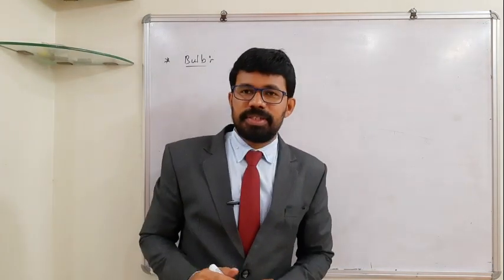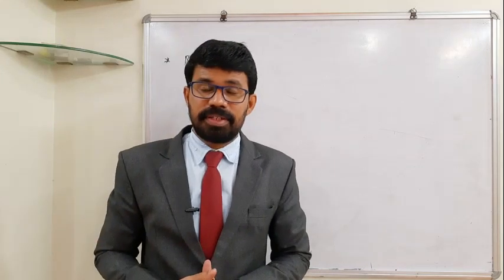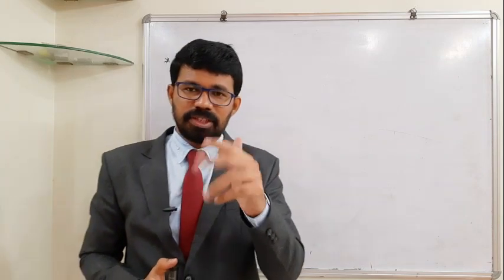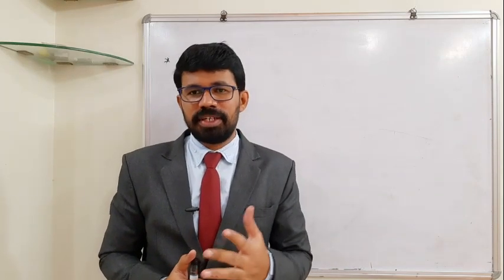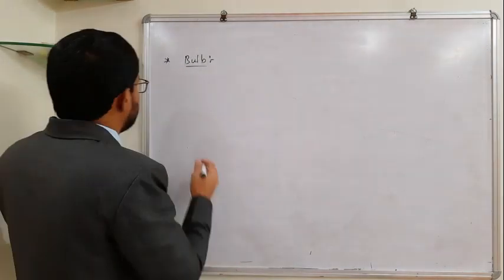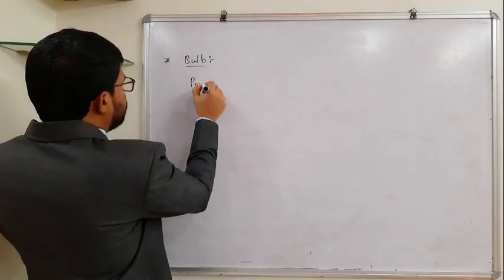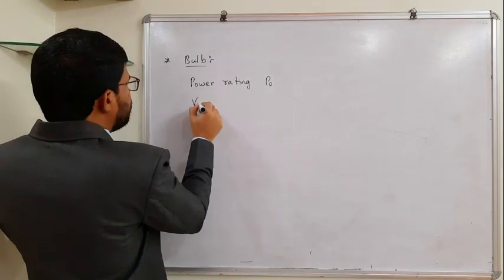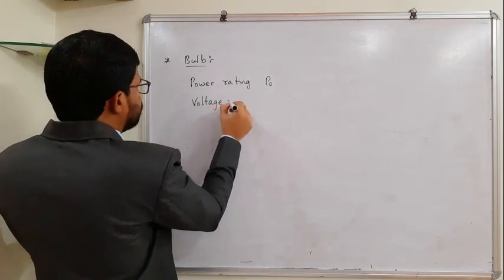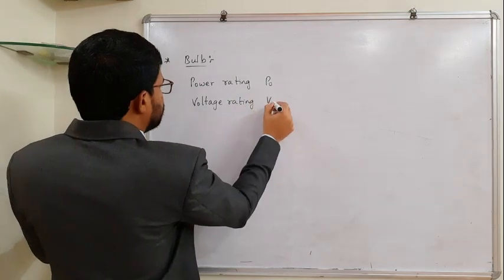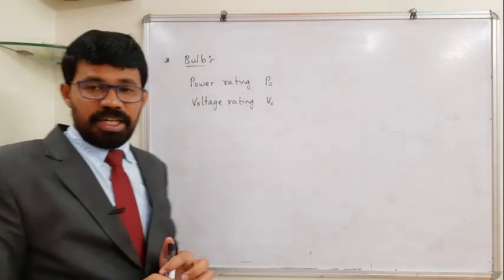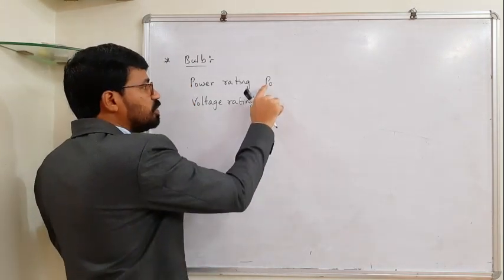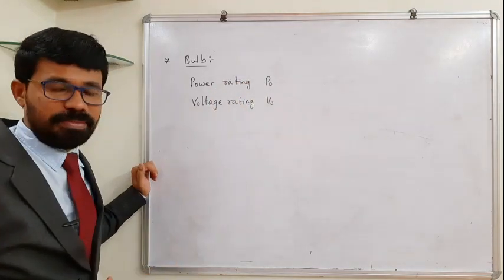Whenever you purchase any electronic gadget, electrical appliance, power rating and voltage rating both will be mentioned on the technical specification sheet. What do you mean by voltage rating and power rating? For example, if it was said that for a bulb, power rating is P0, voltage rating V0, what does it mean? It means if that electrical appliance is operated at a potential difference of V0, it consumes a power equal to P0. So that's what it means.